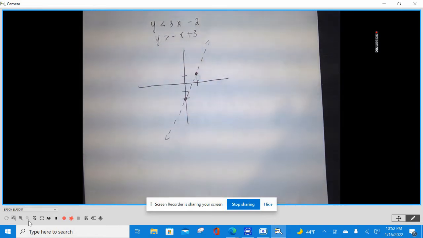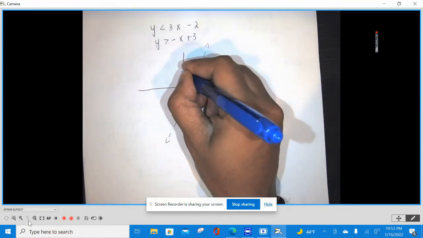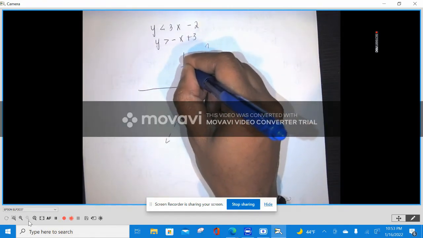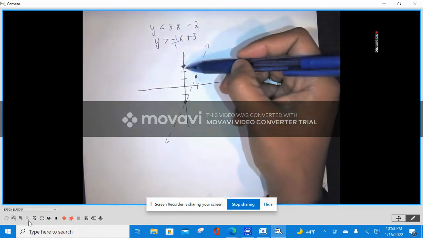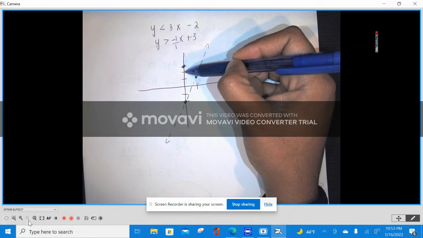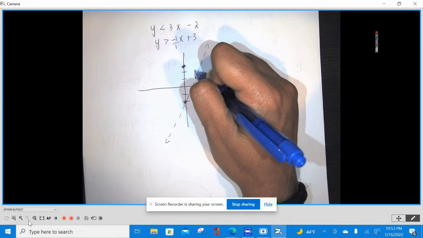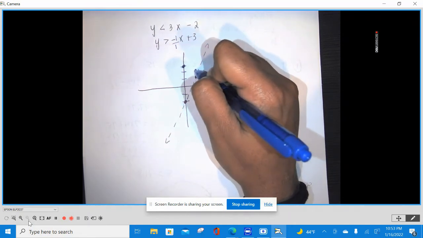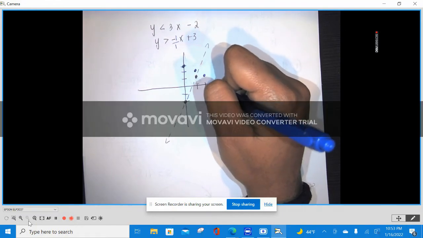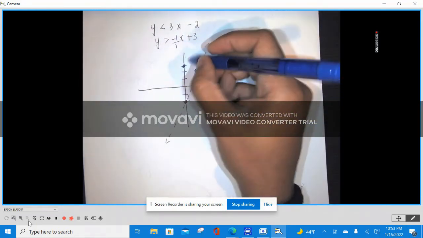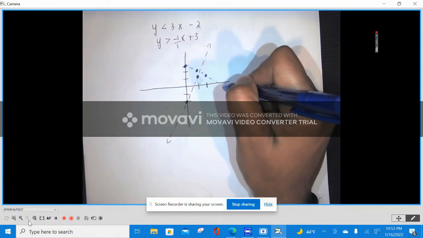And then for the other one, the y-intercept is at 0, 3. So I'm going to go here, 2, 3. And then again, this is like having -1 over 1. So let's go 1 down, and then 1 to the right. And then I'm going to do it again. 1 down, and then 1 to the right. And now, again, this is also a dashed line. So I'm going to put a dashed line here.